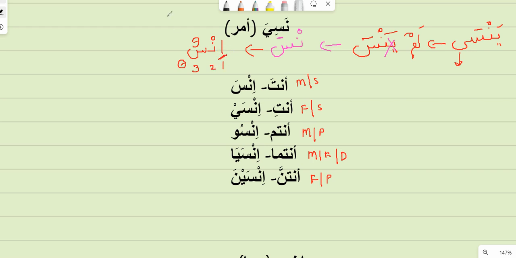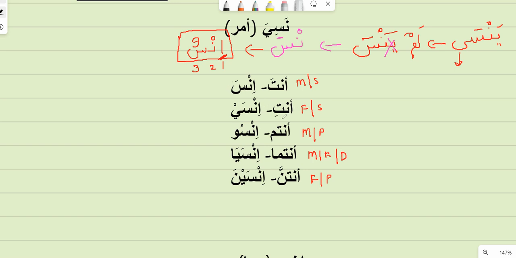Okay? And if the third letter has a dhamma, know that the alif will have a dhamma. So in this case, the third letter has a fatha, so the alif will have a kasra. So we have our command form from the verb nasiya. As you can see, this is for male. Anta insa. We got the command insa.